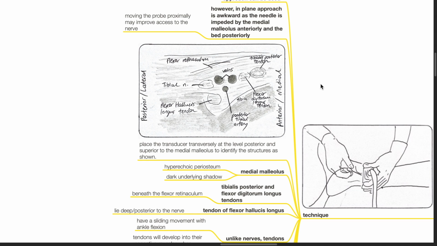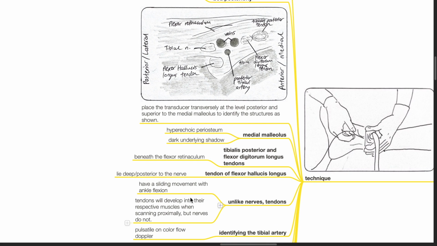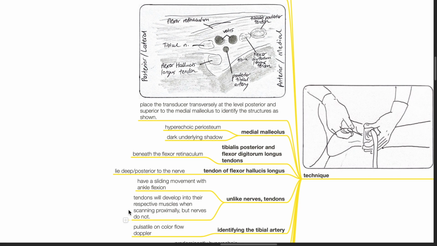The medial malleolus has a hyperechoic periosteum with a dark underlying shadow. Tibialis posterior and flexor digitorum longus tendons lie beneath the flexor retinaculum. Tendon of the flexor hallucis longus lie deep and posterior to the nerve. Unlike nerves, tendons have a sliding movement with ankle flexion. Tendons will develop into their respective muscles when scanning proximally, but nerves do not.